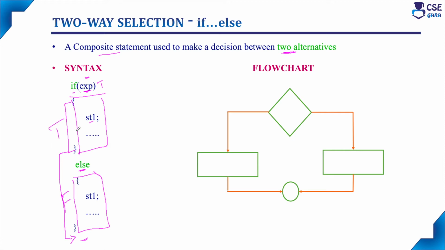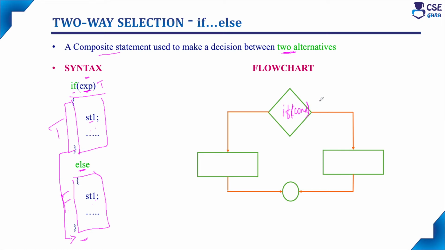If it is true, this block will execute, and if it is false, this block will execute. At a time, both the blocks won't execute. Only one block at a time will execute based on the condition. True means this intended statement, and false means this intended statements. So the flowchart for the if-else statement is: the if condition will be specified within brackets.